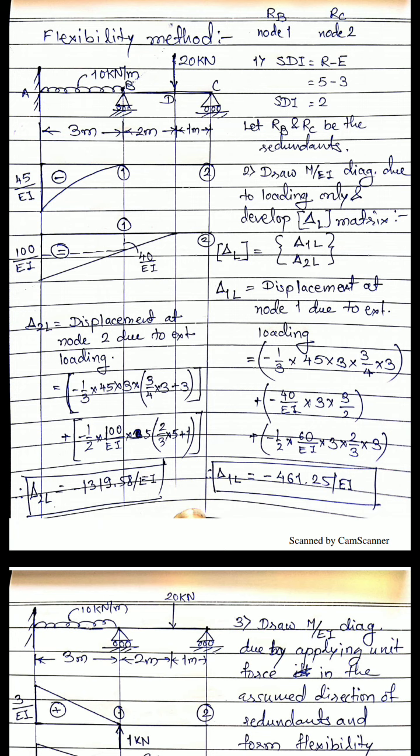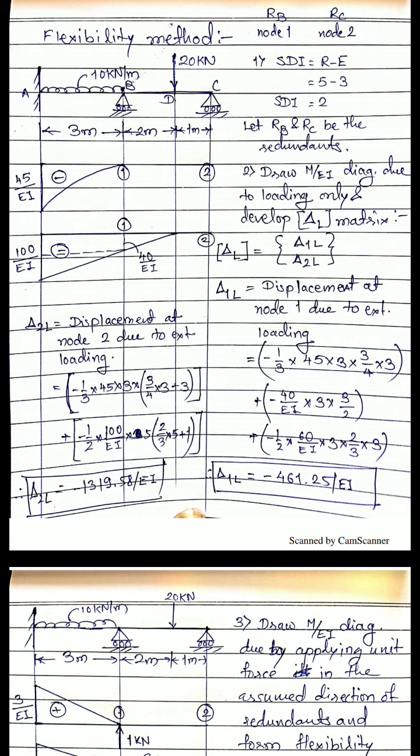So what is displacement now? How to find the displacement at node 1? That is what you have seen in the consistent deformation method. If you are interested in slope, you have to find only the area of the M by EI diagram, and if you are interested in displacement, then you have to find the moment of the area of the M by EI diagram.